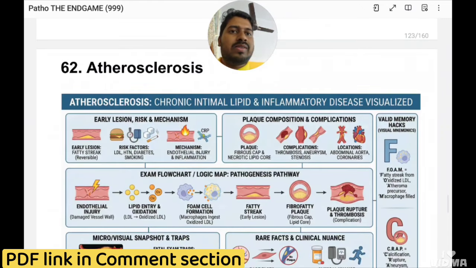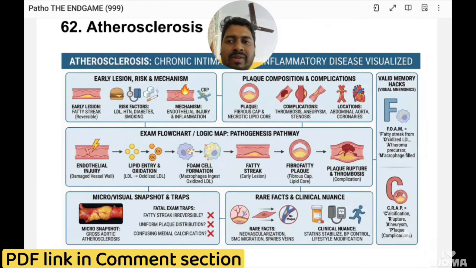Next we'll go to atherosclerosis. Atherosclerosis is a small topic. Basically, the initiating factor is not some fatty infiltration or maybe some LDL. All those are not the initiating things. The first initiation is endothelial injury. Always it is endothelial injury.